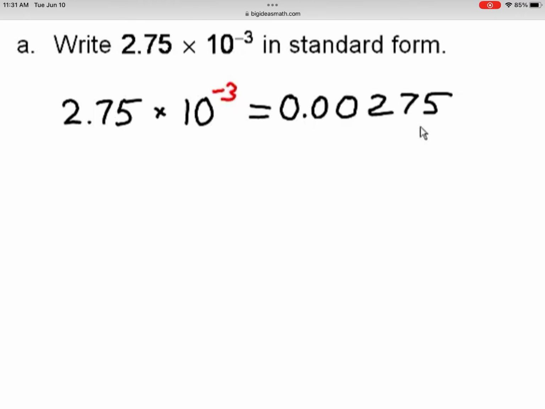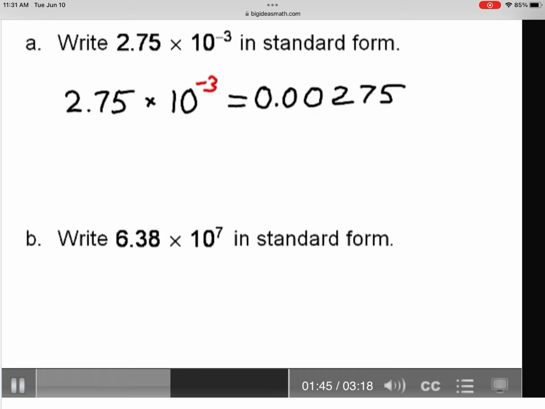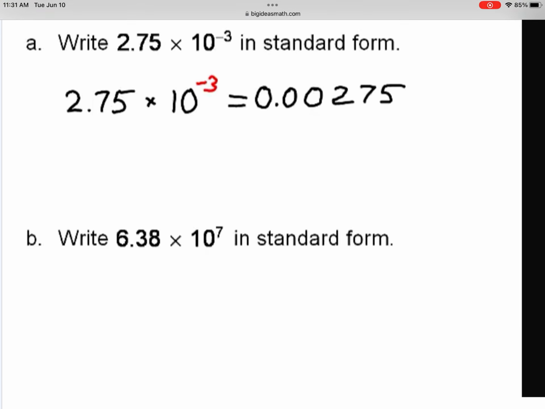Let's take a look at another problem. Write the number 6 3800 times 10 to the 7th power in standard form. So here we have another number in scientific notation that we want to write in standard form. Let's start by writing the number. Now try getting started writing this in standard form yourself. What you do is write the first factor and use the exponent to determine where to move the decimal point.